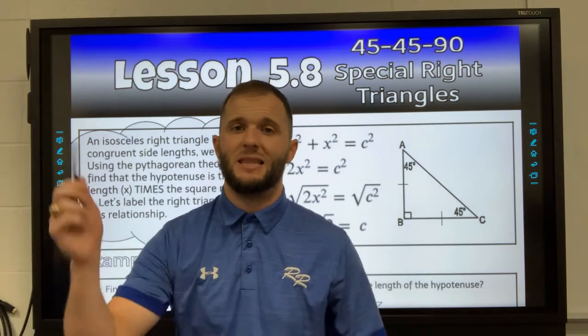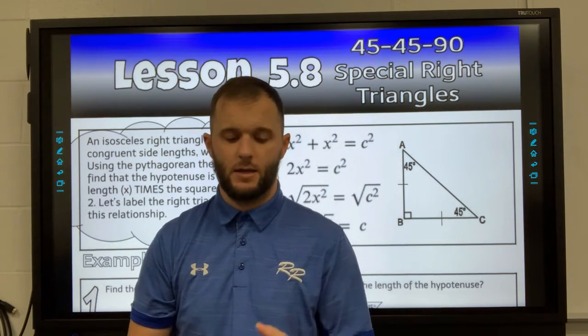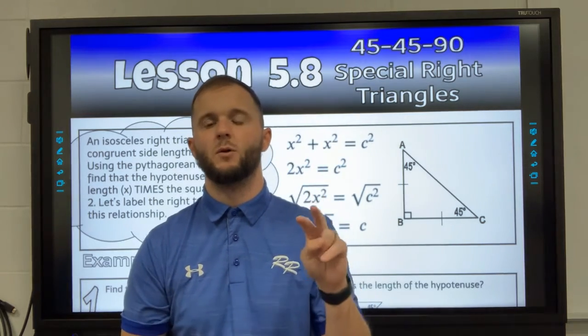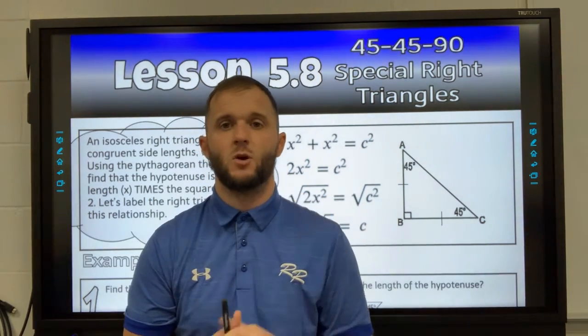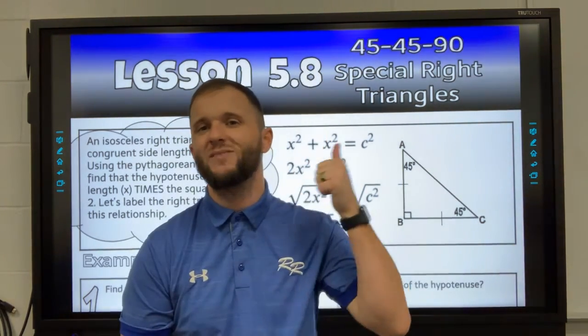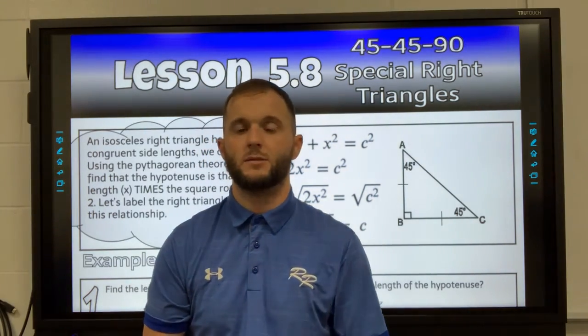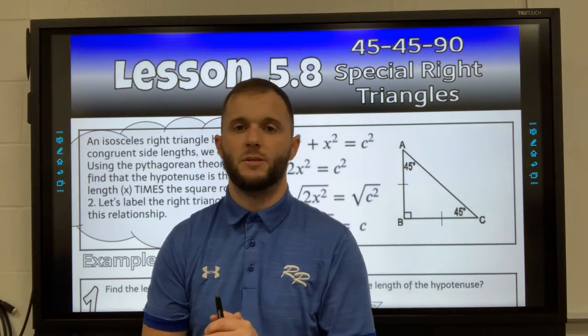Today we're moving on to lesson 5.8, and in the next two lessons we're going to be learning about two types of special right triangles. One of those special right triangles is known as a 45, 45, 90 right triangle. So let's get into the lesson.